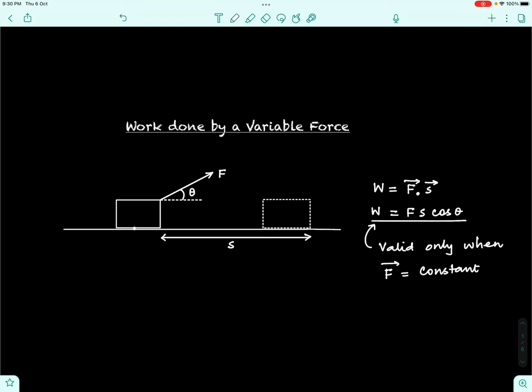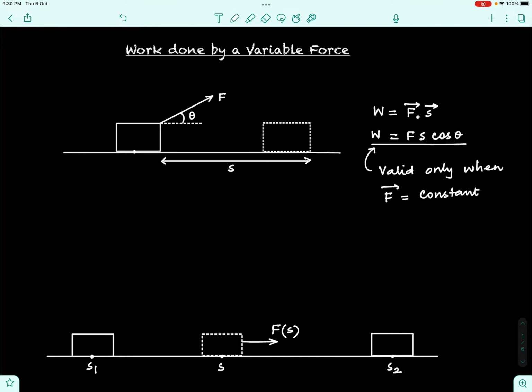So, today let us see what happens if there is a force which changes with time or with distance. How do we find out the work done in that case? Here we have the situation where there is this block which is initially at the position S1 and finally reaches the position S2, but as it moves under the effect of a force acting on it constantly, this force is now not a constant. In fact, it varies as S. As the displacement of the body changes, the force changes.